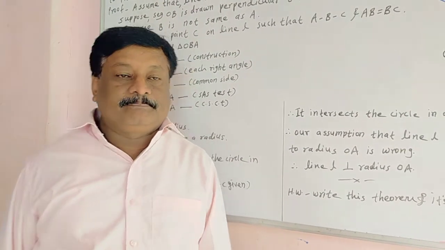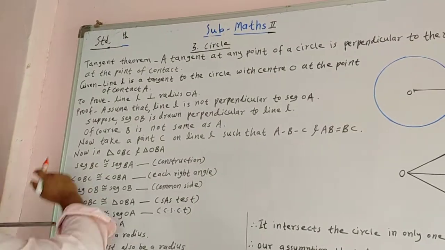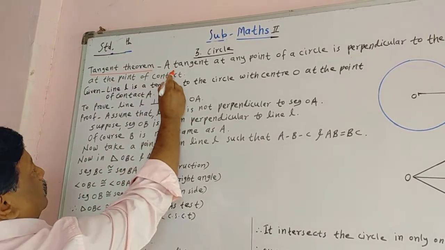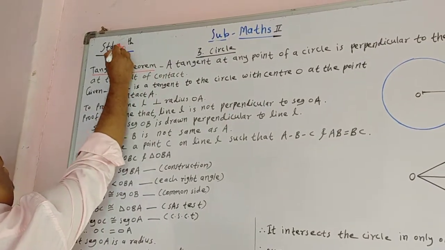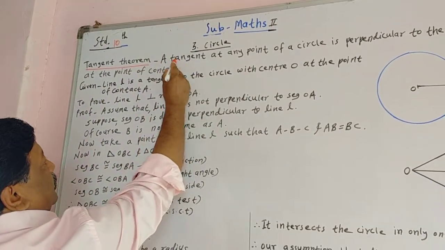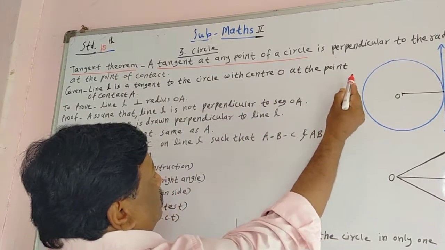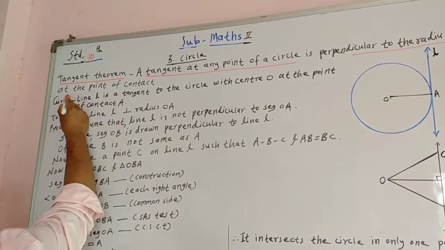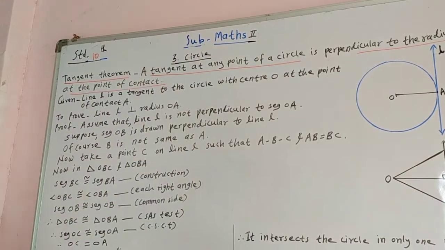Today we will see the tangent theorem. A tangent at any point of a circle is perpendicular to the radius at the point of contact.